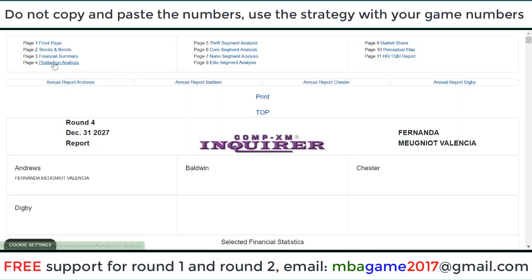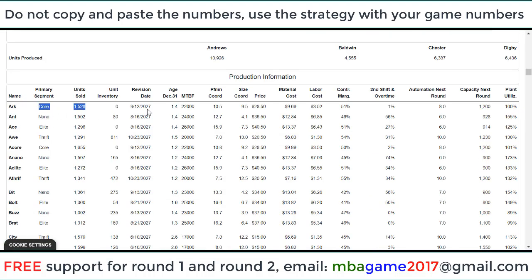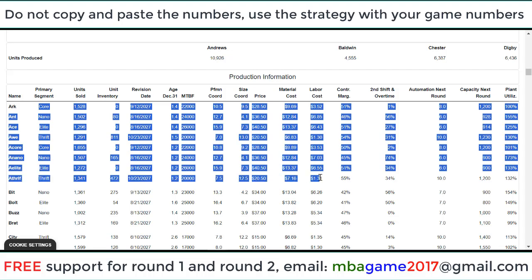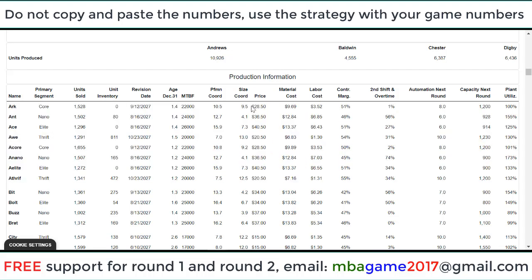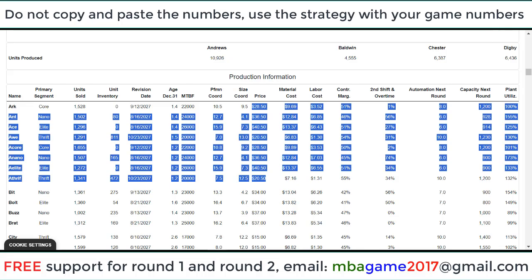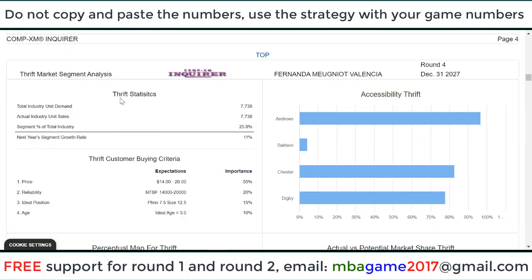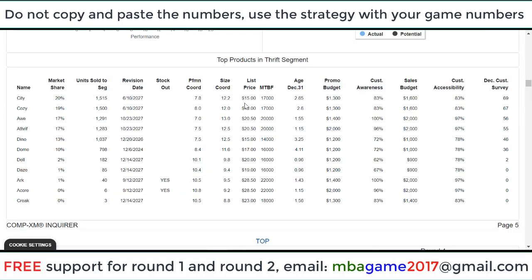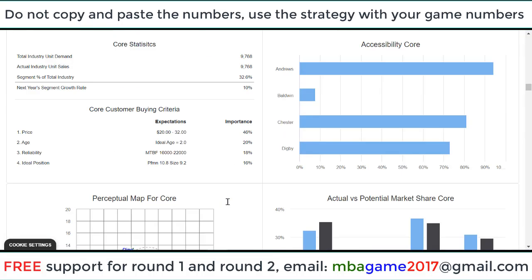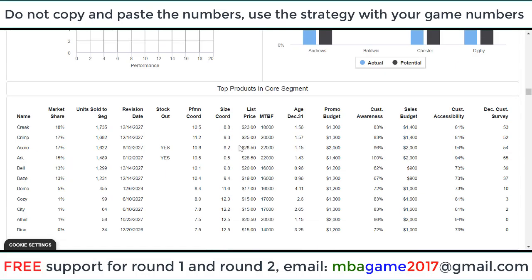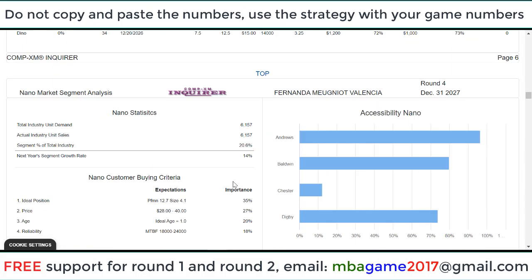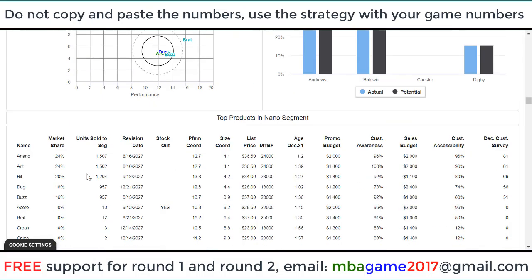You can check the CompXM and then you find the details here of the previous round. You see the report for the price. You can also check the 5 segment tabs here to see the price of competitors and the price of your company here. So you don't need to have the lowest price. For the core segment here, you have the price here, 28.5, and this accounts for your top market share. So maintain the good price and good profit margin, right?